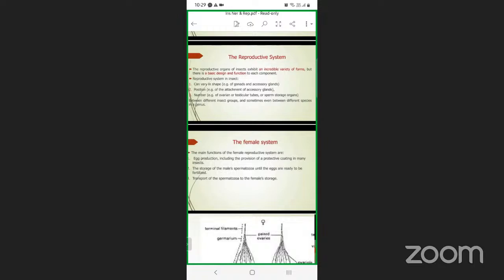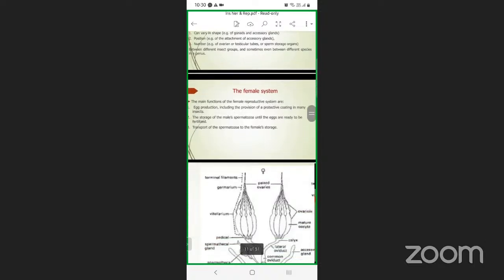So for the female system, the main functions of the female reproductive system are egg production, including the provision of a protective coating in many insects, the storage of the male spermatozoa until the eggs are ready to be fertilized, and transport of the spermatozoa to the female storage.